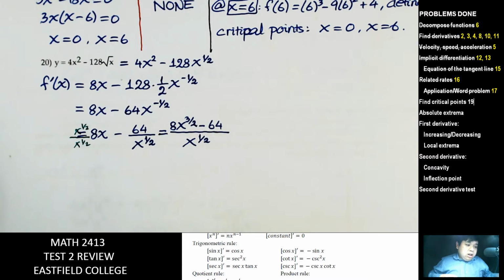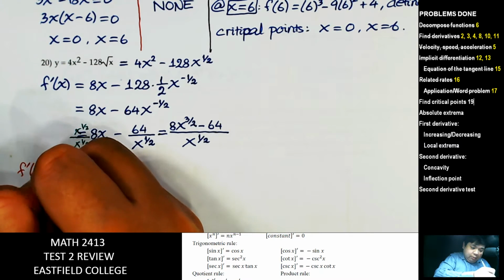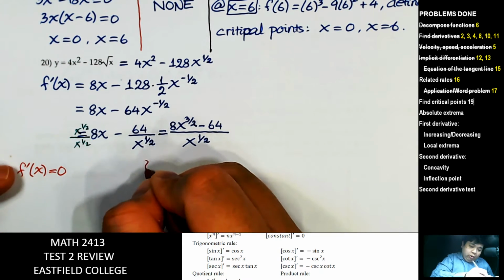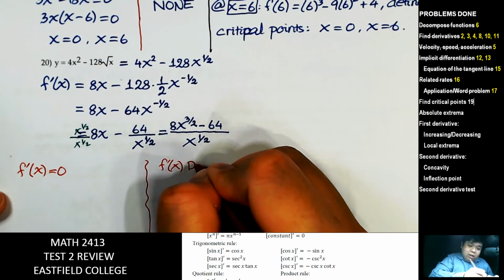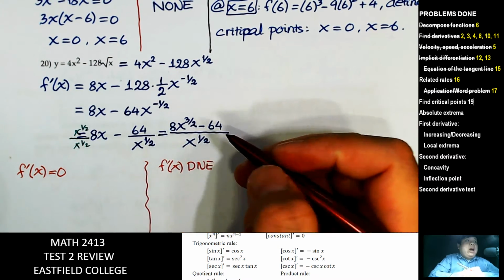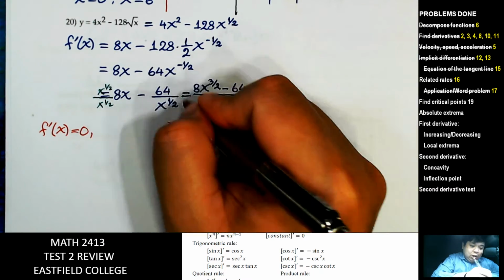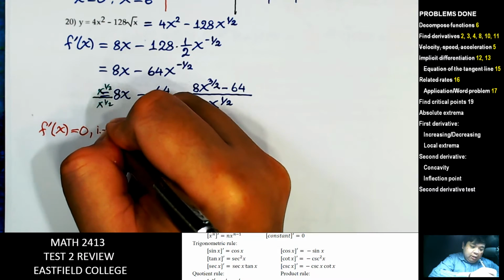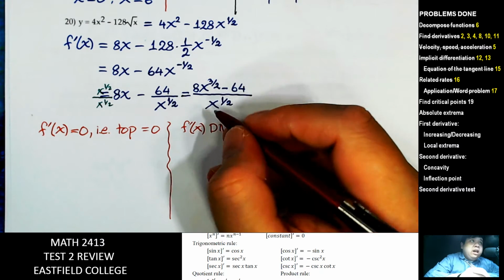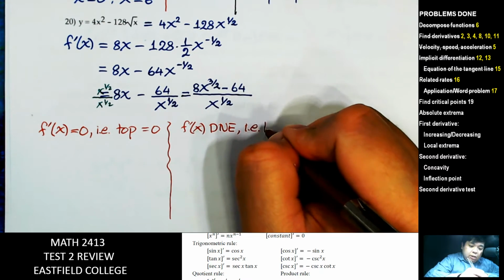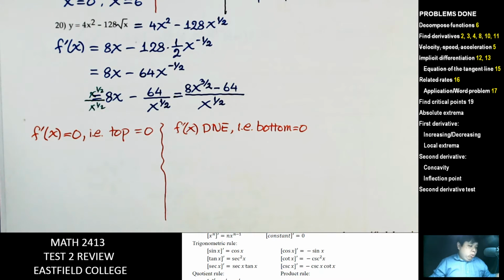Right, now just like the last problem, we need derivative equal to 0 or derivative does not exist. Now we have one fraction: the derivative equals 0 if the top equals 0, and does not exist if the bottom is 0. Right, so now we do that.